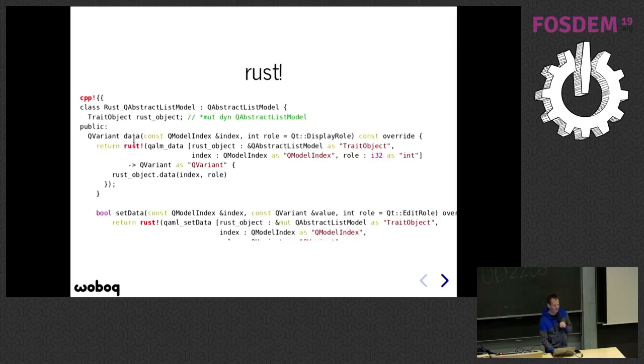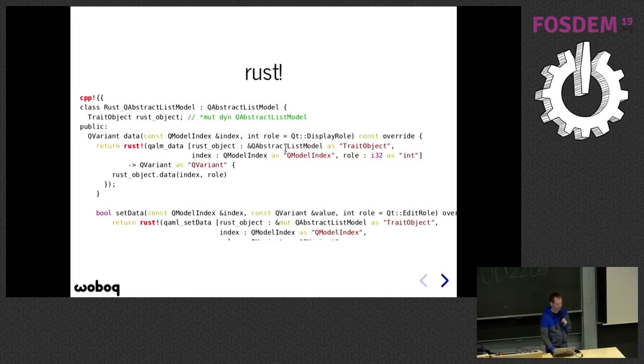And so you override the data function of QAbstractItemModel, and you can then call the data function of your trait object. This trait object is basically a wrapper around two pointers, the vtable and the pointer to the object. It's very simple. It just means that this is opaque for C++, but when we pass a Rust object to the Rust macro, we tell the type system that this is basically a reference to a QAbstractListModel.